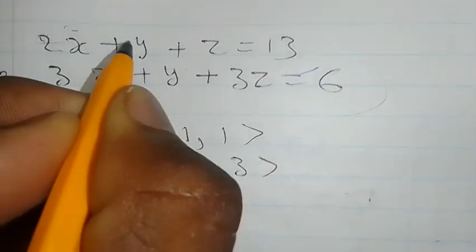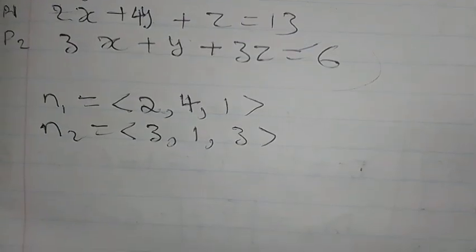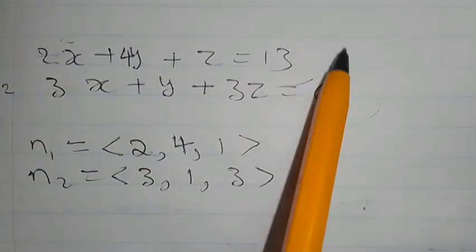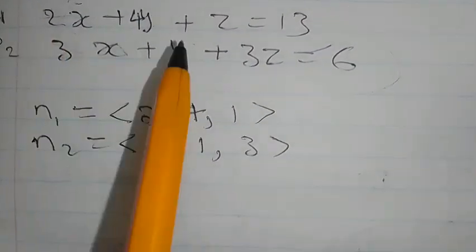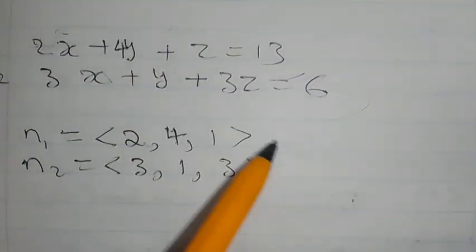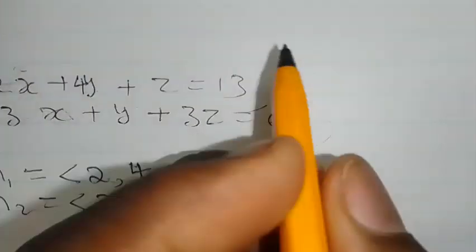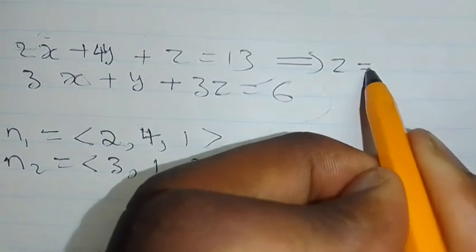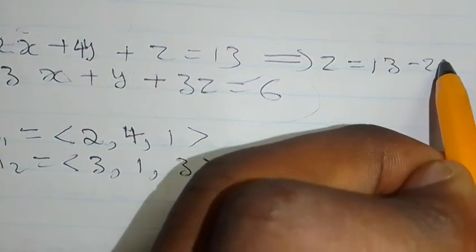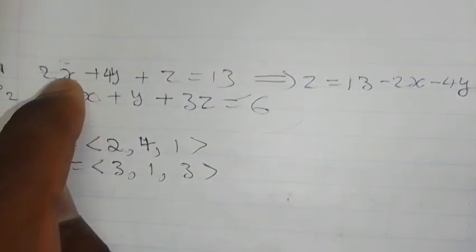Let's say this one is 4y for simplicity. Now we want the intersection of these two planes, so we want to eliminate one variable. I choose to eliminate z. I can solve for z in one plane, and it's easier to solve for z in the first plane, because z will be 13 - 2x - 4y.